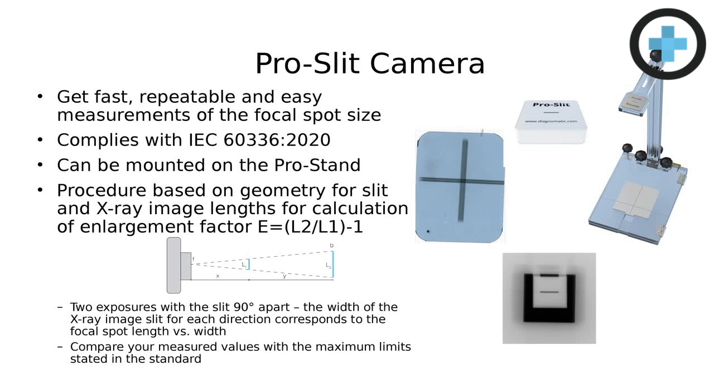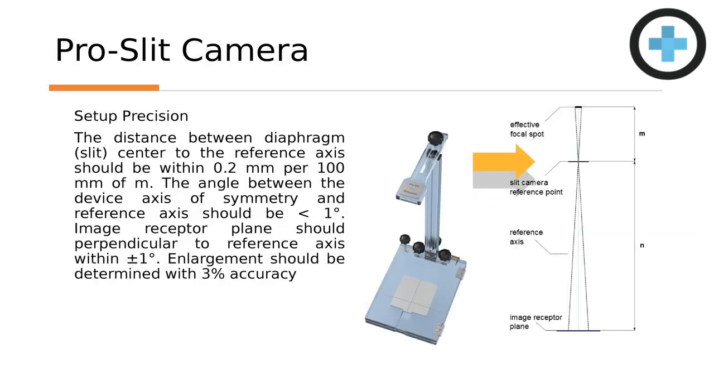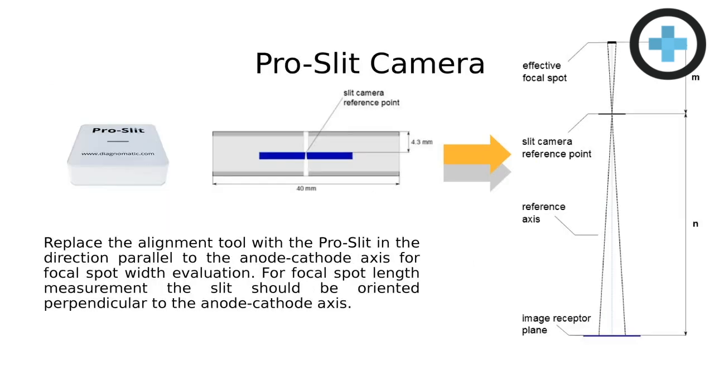We're actually making 2 different exposures here with the slit 90 degrees apart. We'll look at what that looks like in a moment. Again, setup wise, we want that effective focal spot. The slit sits at the reference point. We have the reference axis, and then where the plate receiver sits on the bottom. And again, we want the tool to sit parallel with the anode-cathode axis, with the focal spot oriented perpendicular.